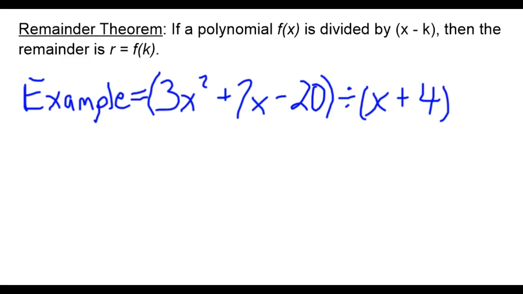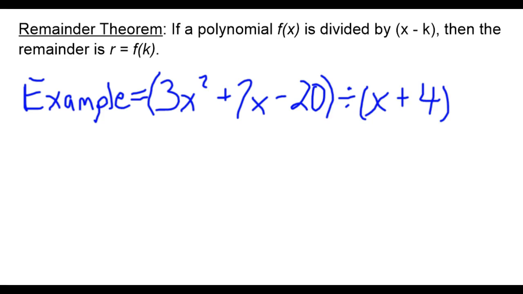This lesson has quite a few theorems that we need to discuss. The first theorem is the remainder theorem. The remainder theorem says if a polynomial f of x is divided by x minus k, then the remainder is r equals f of k. So we could go through, if you see the example below, we could go through polynomial long division, find out what our remainder is. But by this theorem, it says if we simply take the value of the function at our k value, that will be our remainder.